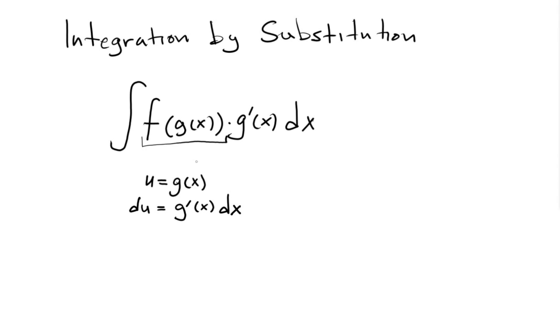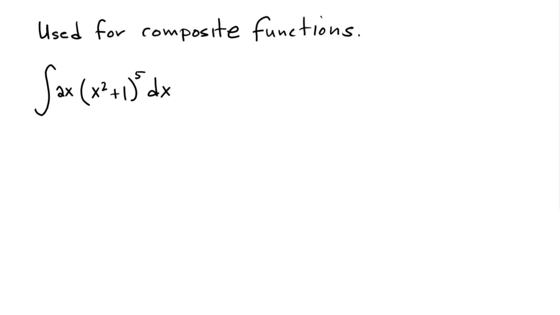But the idea here is we'll have a situation where we have a composite function, and then the inside part of the composite function, the g of x, the derivative of that will also exist in the problem, up to a constant multiple, but we'll talk about that. And then we make a substitution: u equals g of x. We take the derivative of u using the differential notation, we substitute all that back into the problem, and then we'll have something that we can anti-differentiate.